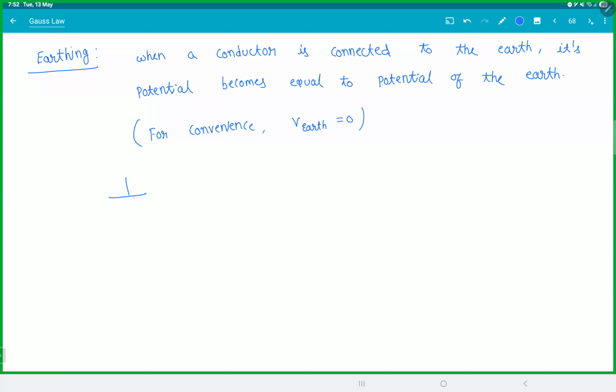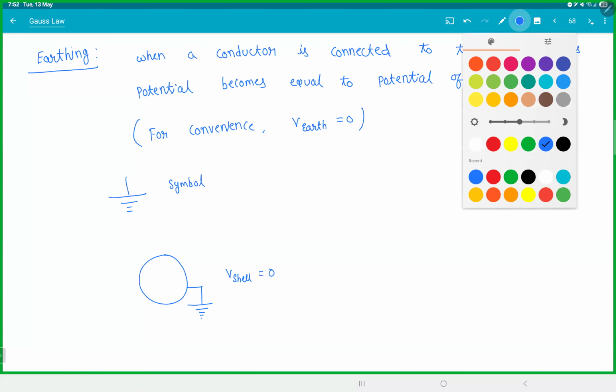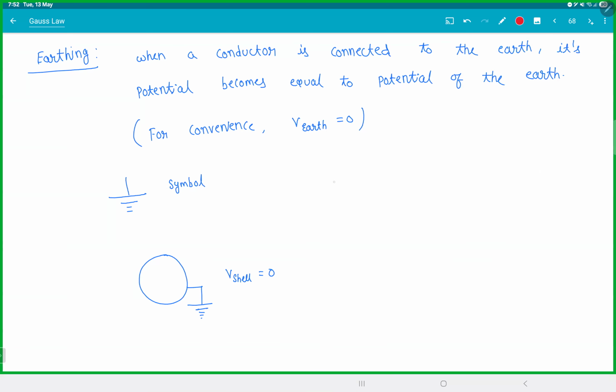This is the symbol for earthing. So if someone shows you a shell like this, and they show you the symbol for earthing, we can say the potential of the shell is 0. Quite a useful concept. So next class, when we catch up, we'll be doing a lot of problems based on earthing. We will connect shell and shell. We will see varieties. So charge is not conserved on a system which is earthed, because charge can flow to and fro from the earth. Charge is not conserved.